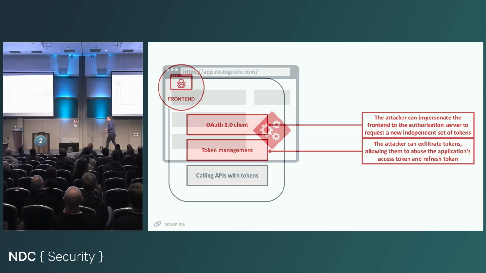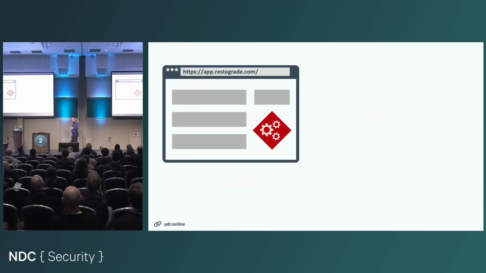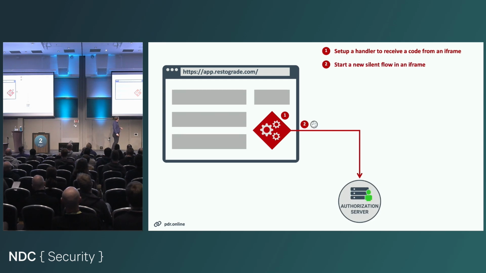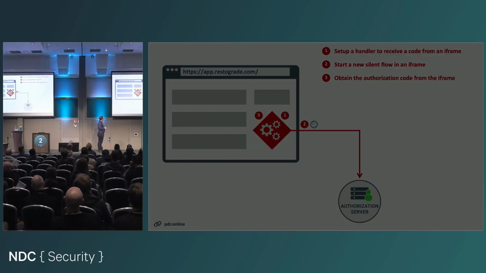And that's exactly what we're going to do right here. In the second demo, we're going to run a new flow. We basically set up a handler to receive the authorization code. We're going to use a hidden iframe to run the flow. We extract the authorization code, and we basically exchange that. Well, we run a new flow.